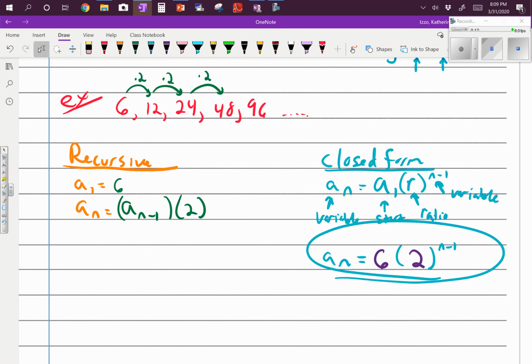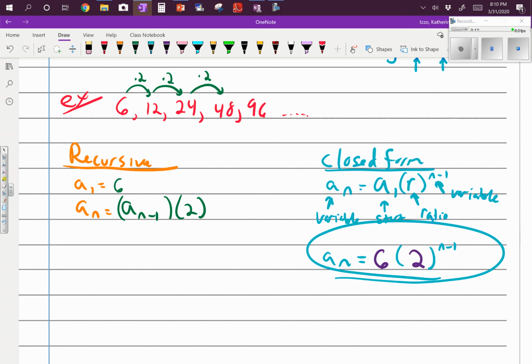So if I wanted to find a of 100, I would just plug in 100 for n, and it would be 6 times 2 to the 99th, because 100 minus 1 is 99. Makes sense.